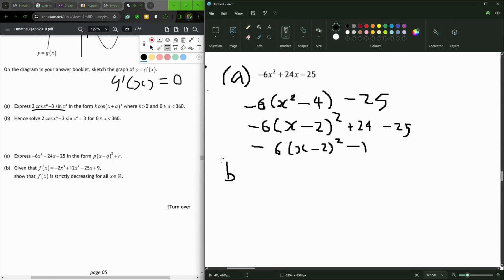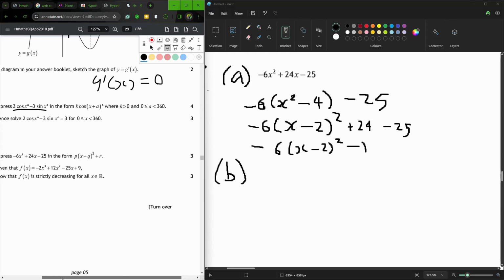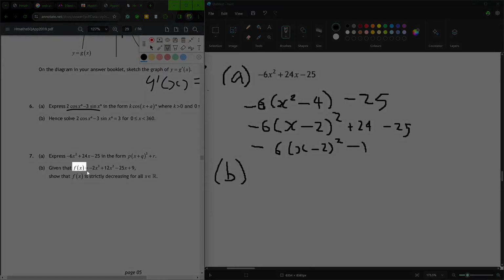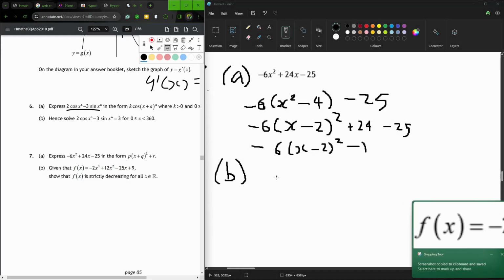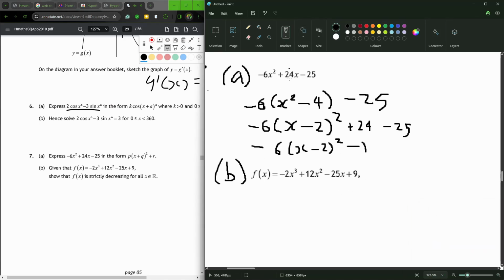So for B, how are we going to do this? Well, it says, given that f(x) equals this number, show that f(x) is strictly decreasing for all x of real numbers. Okay, well, whenever we get something like this, and we want to find out if it's strictly decreasing or whatever, I always think derivatives. Okay? I'm looking at this right now. I don't think we need to do anything to prepare it for differentiation. So I'm just going to go straight into it.